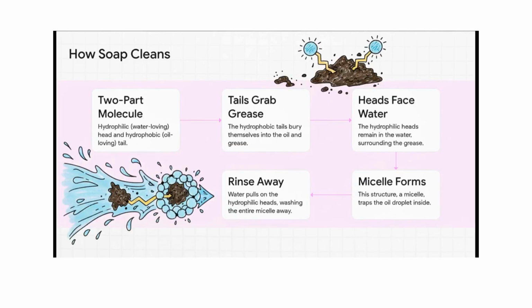Let's just take soap for a second, because it's a perfect example of carbon's clever design. A soap molecule is basically a long carbon chain with two different personalities. One end, the tail, absolutely hates water but loves oil and grease. The other end, the head, loves water. So when you wash your hands, the tails dive into the grime and the heads face out towards the water. They form this little package called a micelle that traps the dirt inside. Then, when you rinse, the water grabs onto those water-loving heads and just pulls the entire package, dirt and all, straight down the drain. It's brilliant.